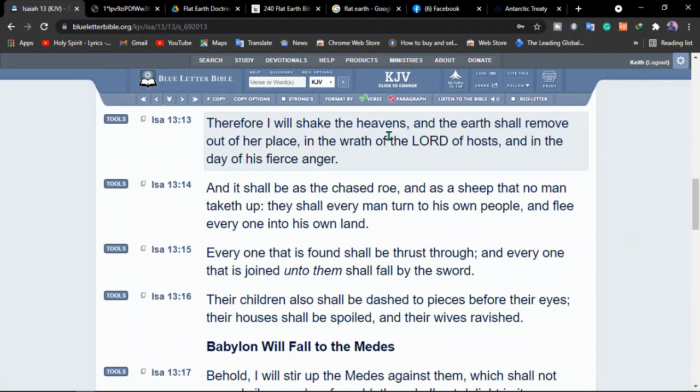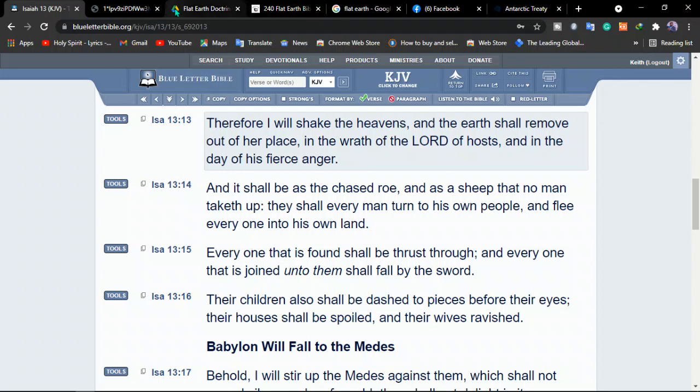Therefore, I will shake the heaven, and the earth shall remove out of her place, in the wrath of the Lord of hosts and in the day of his fierce anger. That day is coming. Right now, it doesn't happen. It does not move because it's stable. But there is going to be a day when this will happen. So this is proof that nothing moves from its place. But when God decides on that fateful day, God will move everything.